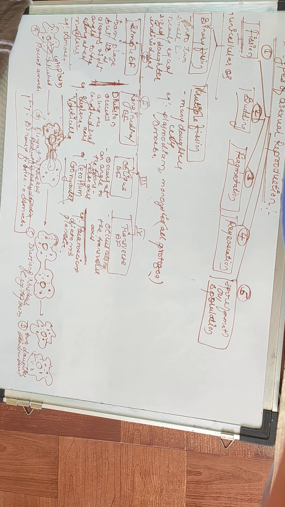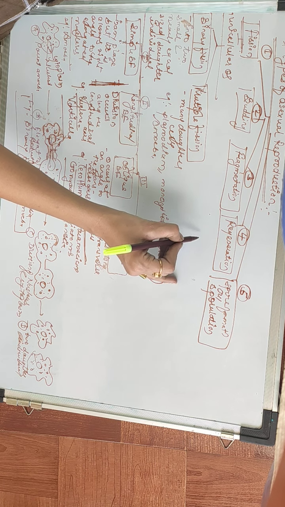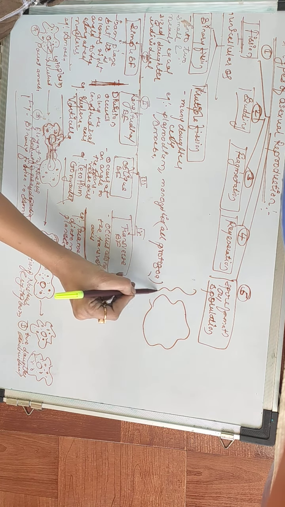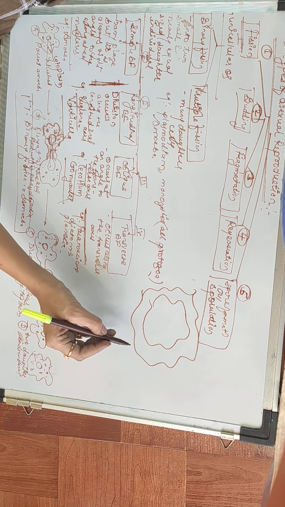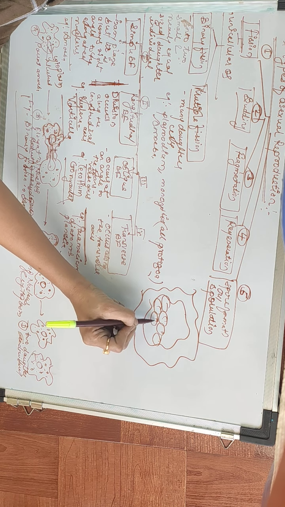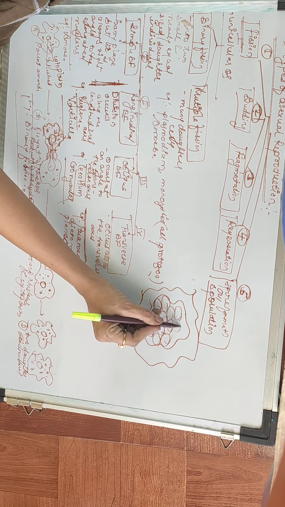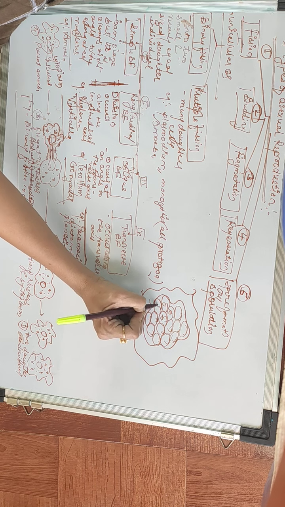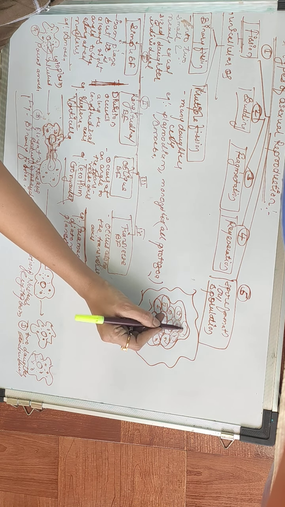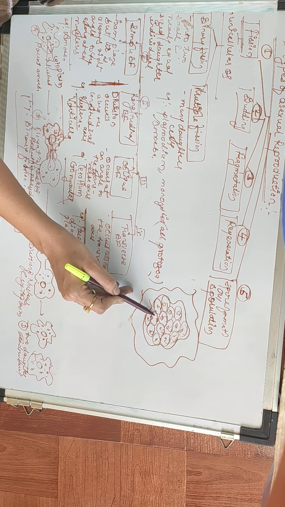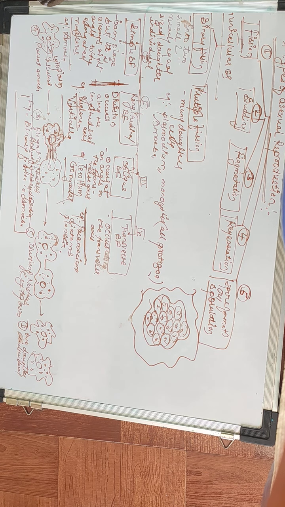So what will happen in multiple fission? I'm just drawing the diagram of multiple fission here. You can see many daughter nuclei and new daughter cells are formed, and at the same time so many daughter individuals are formed. Okay, so that is called multiple fission. And the plane of fission may be different in different organisms.